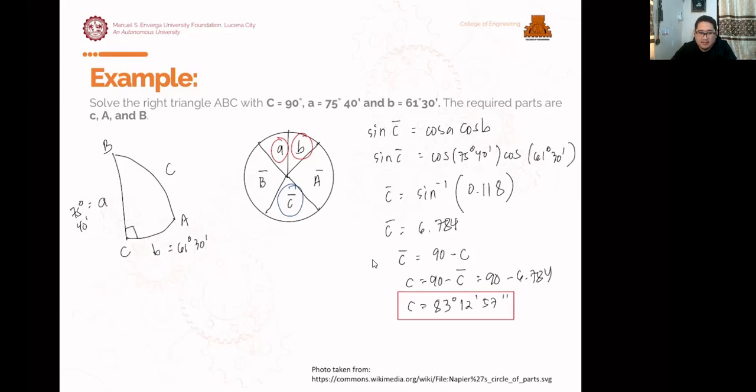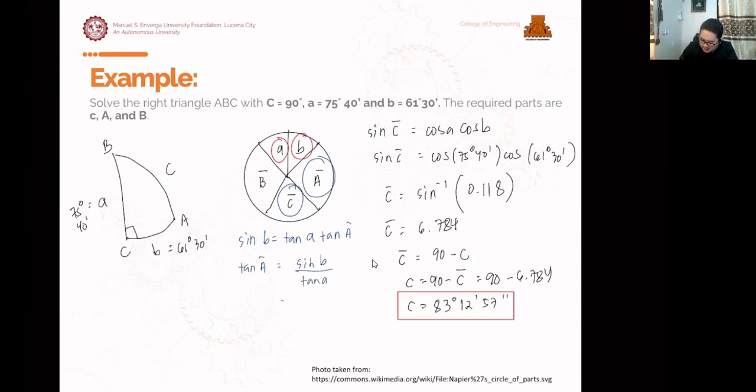Next, if we want to find capital A, the given parts are now adjacent to each other. So, our middle part now is B, and the adjacent parts are small a and capital A. So, using rule number 2, we can use the sine tan rule. We take the sine of the middle part. Sine of the middle part is equal to the tangent of the adjacent part, so tangent bar A. Okay? So, let's find tangent bar A.